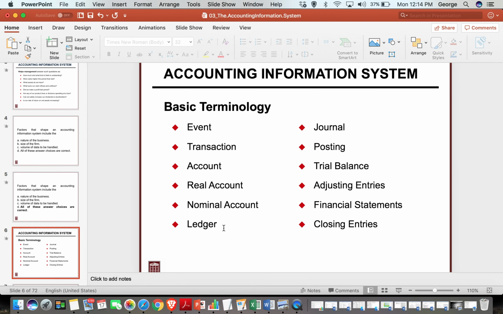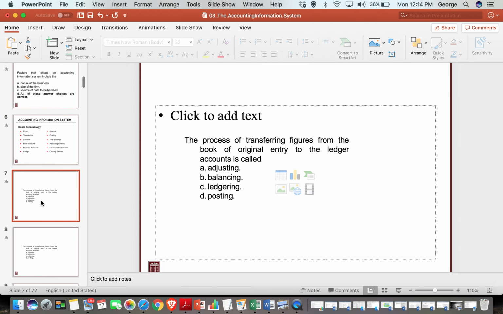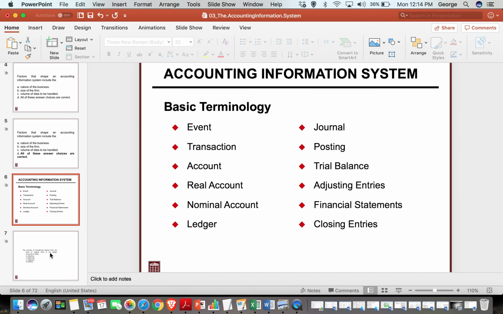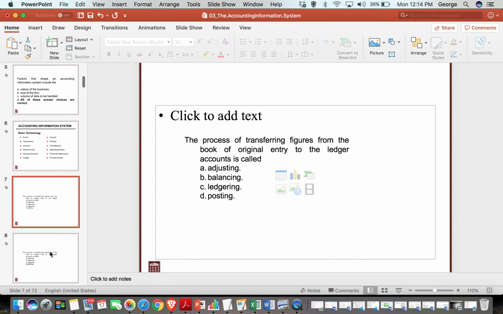Financial statements, so we'll look at the preparation of those, particularly for a merchandiser, and then we'll look at closing entries, where we close out our nominal accounts or income statement accounts, so we can start at 0 for the next year. All right, so the process of transferring figures from the book of original entry to the ledger account, which I just mentioned, is called posting.